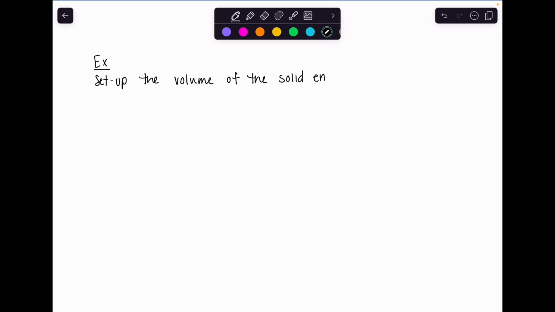Enclosed by the cone, which is z equals the square root of x squared plus y squared, and the sphere x squared plus y squared plus z squared equals 1.